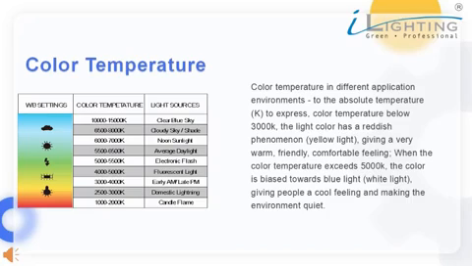Color temperature. Color temperature in different application environments is expressed in absolute temperature, K. Below 3000 K, the light color has a reddish phenomenon, yellow light, giving a very warm, friendly, comfortable feeling. When the color temperature exceeds 5000 K, the color is biased towards blue light, white light, giving people a cool feeling and making the environment quiet.